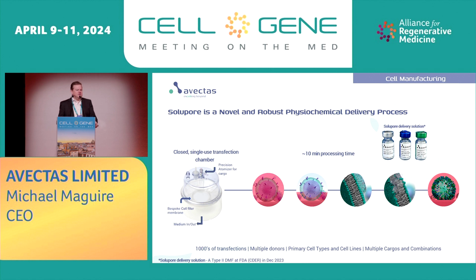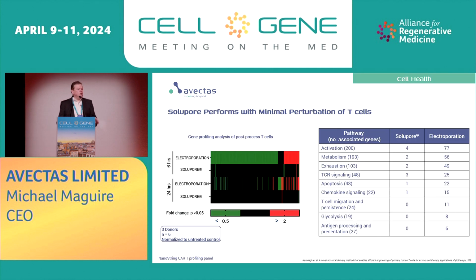We, at this point, have conducted, both in our own hands and the hands of partners, thousands, if not tens of thousands of transfections over multiple donors, primary cell types, cell lines, and with multiple cargoes and combinations of cargoes. So it's a very robust and consistent process, and it's extremely well tolerated by cells. And that's a good segue into the second topic of cell health, which is central to our value offering.